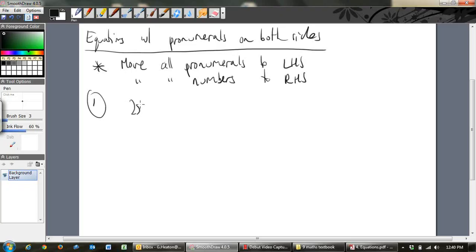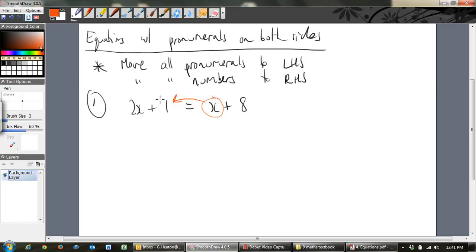Okay, so let's do this. 2x plus 1 equals x. Okay, let's solve this equation. Now what we need to do is, firstly, move all the letters, let's try to do red, all the letters over to the left hand side. Okay, so that's what we'll do first.